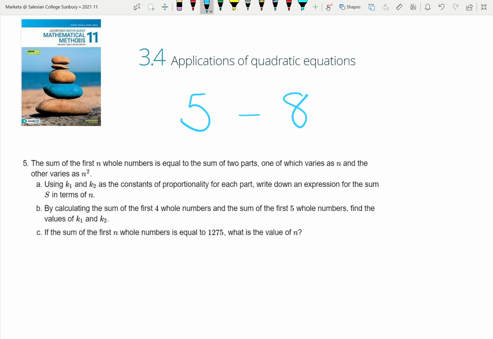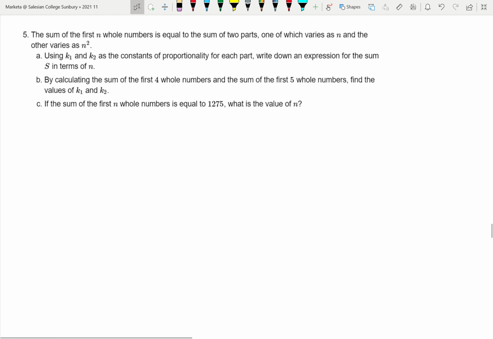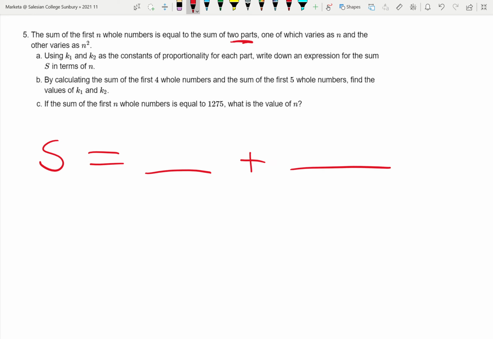Now look, they're getting a little bit harder now, so we really have to think very carefully. The sum of the first n whole numbers is equal to the sum of 2 parts, so there's going to be something plus something. I'm letting S represent the sum of the first n whole numbers, and it's got to be equal to 2 parts, one of which varies as n and the other varies as n squared.